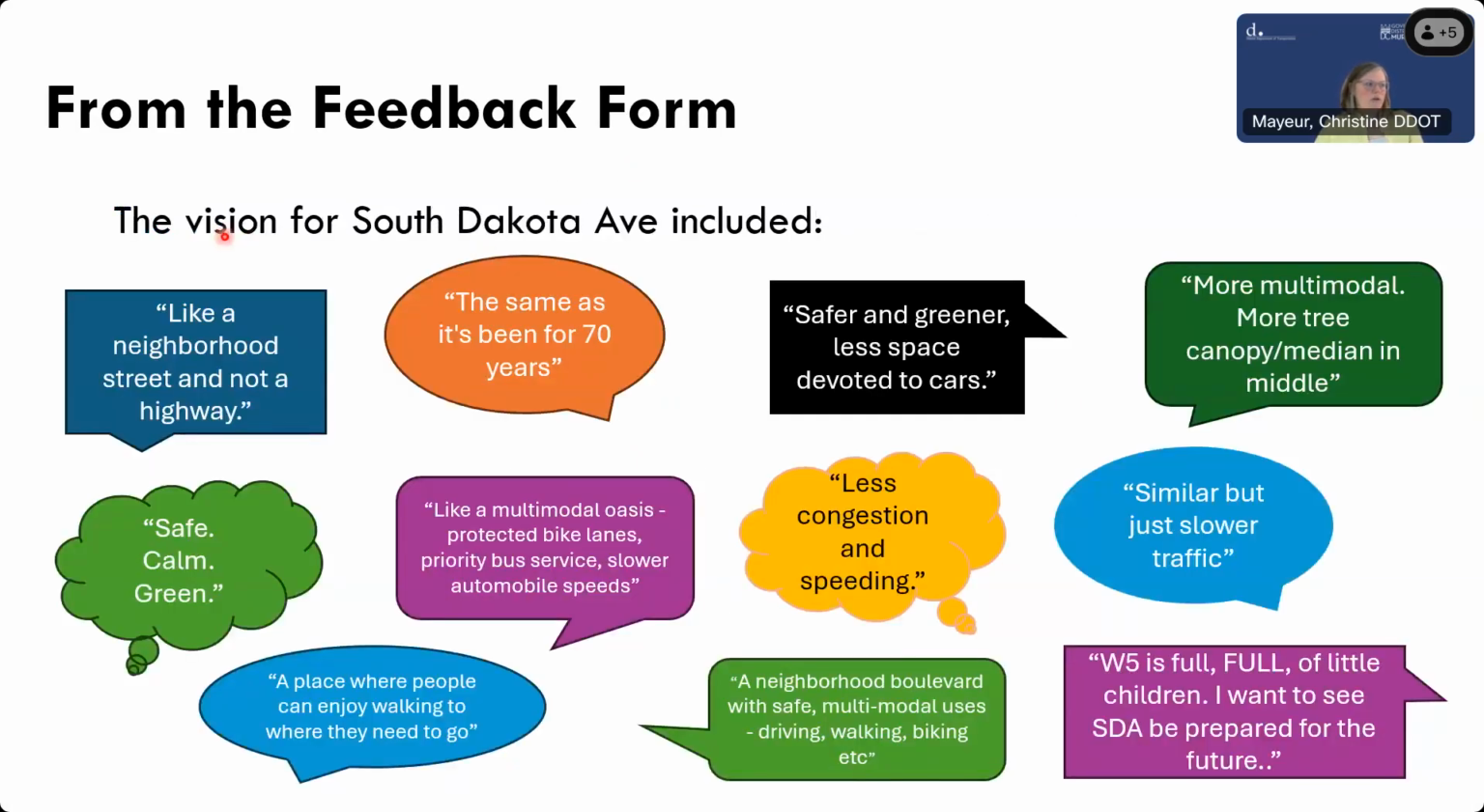Here are some quotes from what you all told us was your vision for South Dakota Avenue: like a neighborhood street, not a highway, safe, calm, and green, the same as it's been for 70 years, like a multimodal oasis, protected bike lanes, priority bus service, lower automobile speeds, a place where people can enjoy walking to get where they need to go, and so on. Ward 5 is full of children. I want South Dakota to be prepared in the future, similar but slower traffic.